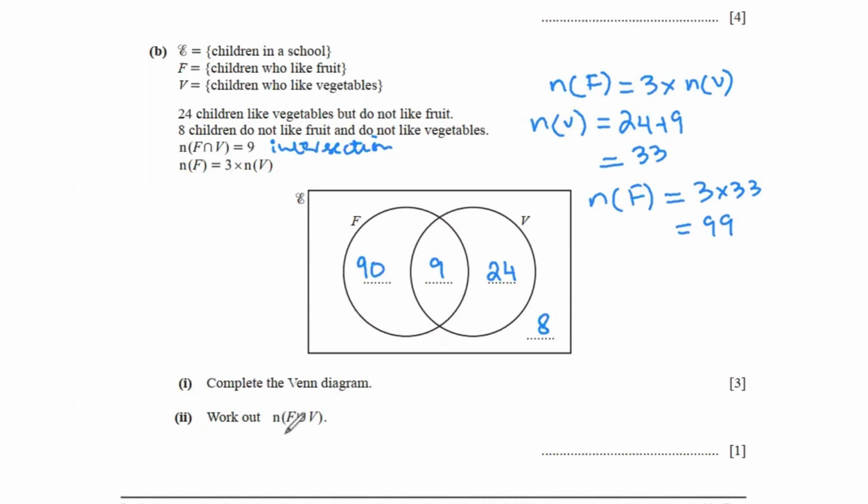Then it says work out the number of F union V, which is all of the elements in fruits and vegetables. So that's going to be 90 plus 9 plus 24. We don't add 9 twice. We only add it once because it's overlapping. So 99 plus 24 is 123. That is the number of people who like fruits and vegetables, like all of the elements in fruits and vegetables. So that's your answer.